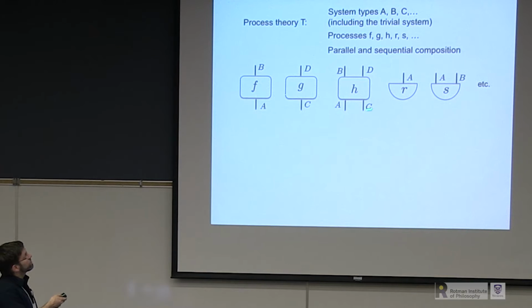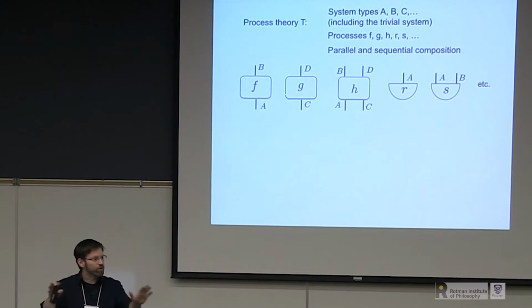You can have processes on pairs of systems. You have processes that go from the trivial system, nothing, to some non-trivial system. We usually call those states. And you can combine these things in parallel or in sequence, as long as the types match. So that defines a process theory. Quantum mechanics, for example, is a process theory where I have quantum states and quantum operations, which I can combine together.